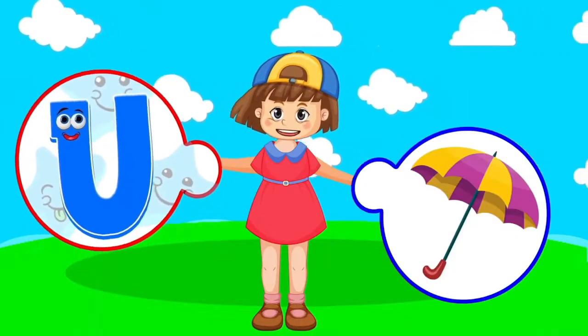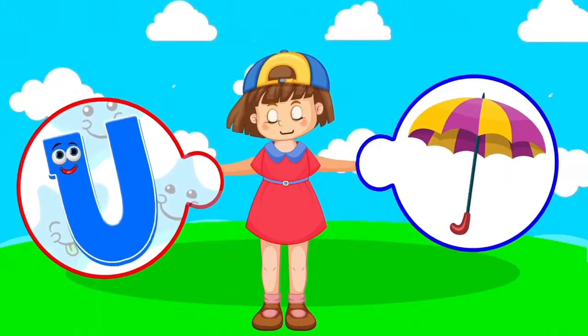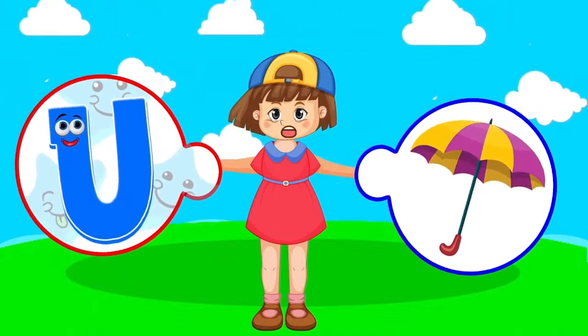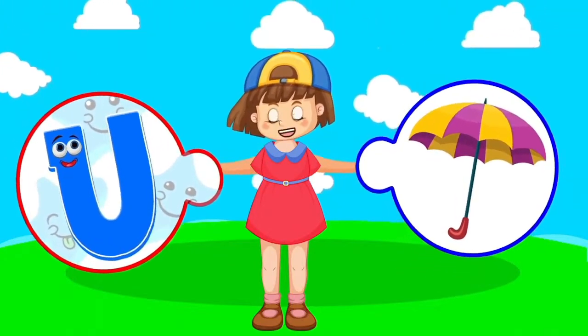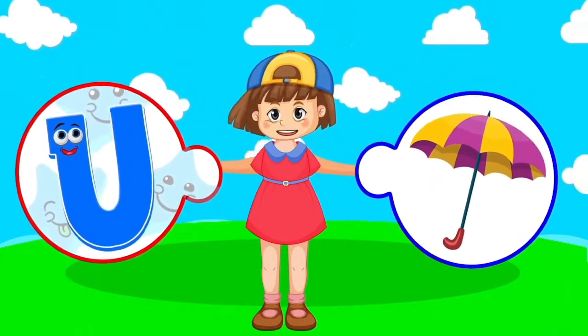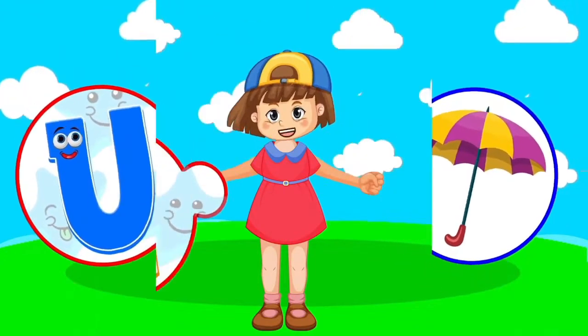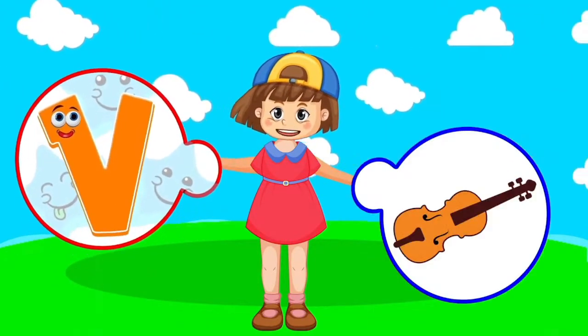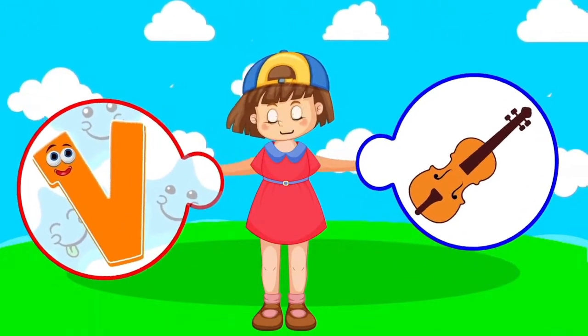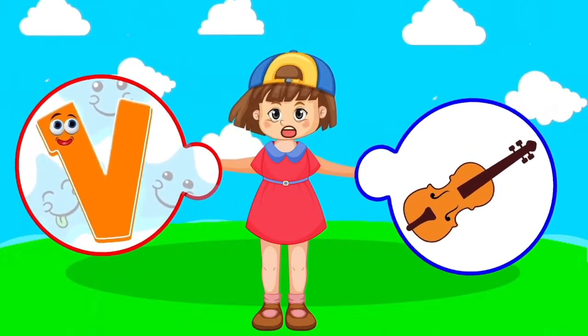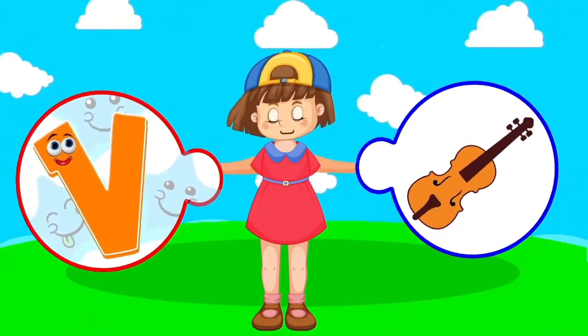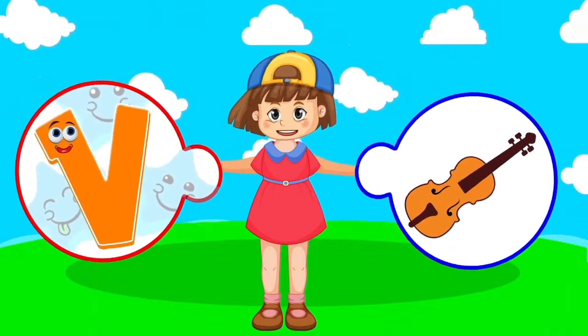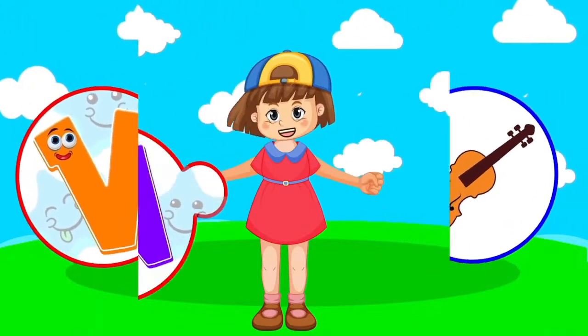U is for umbrella. U, u, umbrella. V is for violin. V, v, violin.